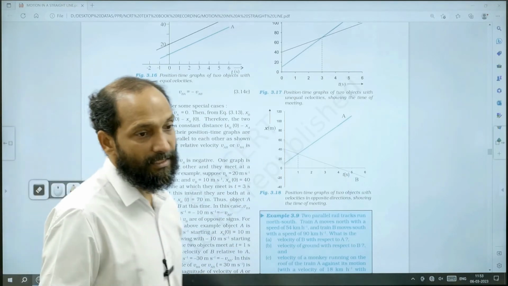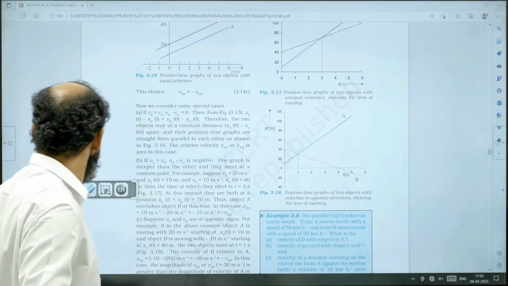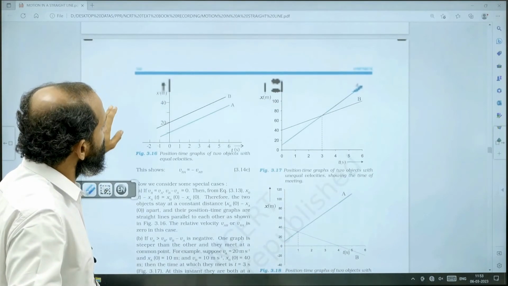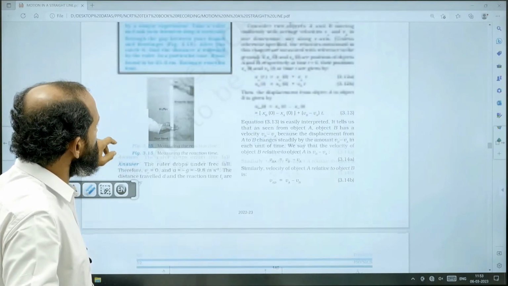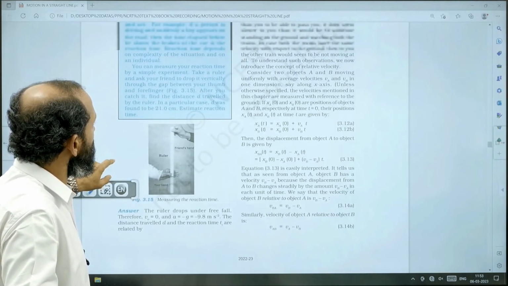As it is a revision program, we are a little fast, but don't worry. You just go through this textbook, and if there is any doubt, you can clarify it.